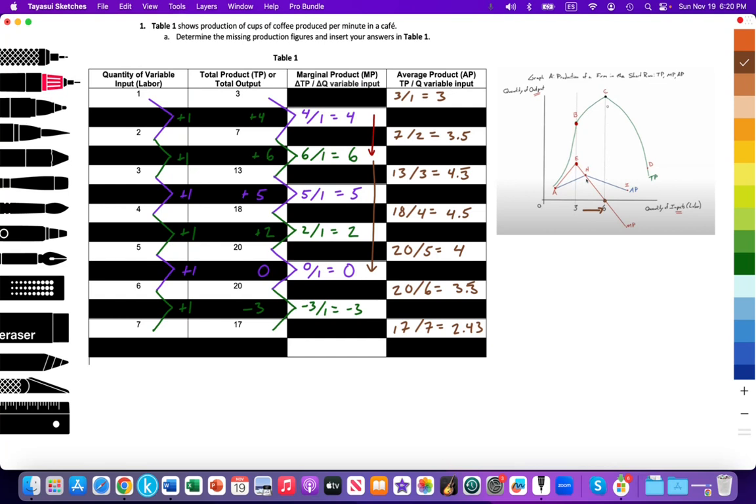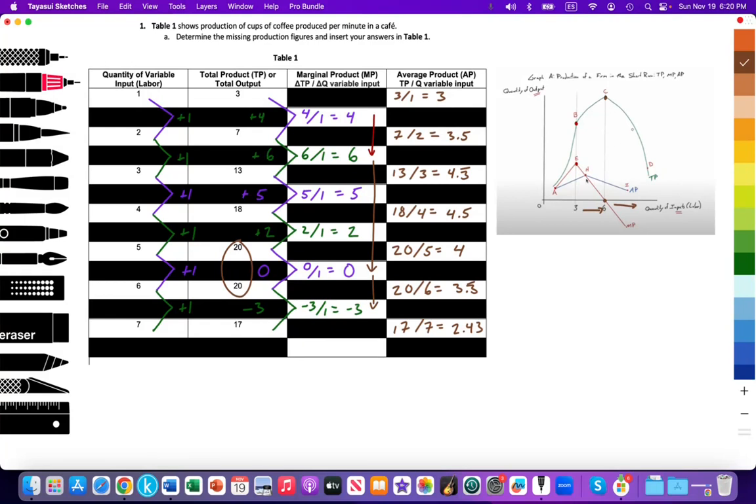And at that point, the total product curve is at its highest point. So when MP is at 0, we can see that the total product function is getting to its highest point. It's at the height of the parabola. It's at 20 cups of coffee per minute with these workers. Then we see from 6 workers on, the marginal product curve is negative, a negative value.